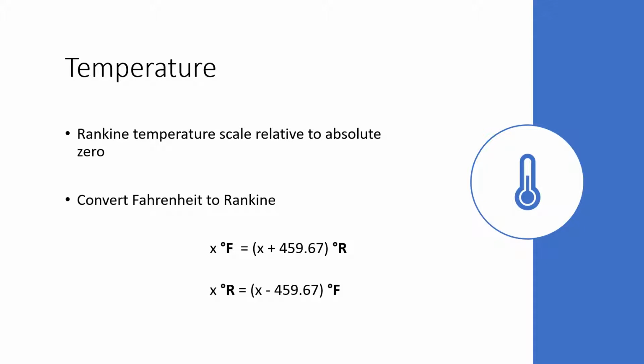All right, so temperature, we mentioned Rankine temperatures. There's also, of course, Fahrenheit temperature. Rankine temperature is scaled relative to absolute zero, where there is no motion of molecules in a gas. In order to convert between Rankine and Fahrenheit, you just use these formulas. If you're starting out with X degrees Fahrenheit, add 459.67, and you get degrees Rankine. Likewise, if you have X degrees Rankine, subtract 459.67, and you end up with Fahrenheit.